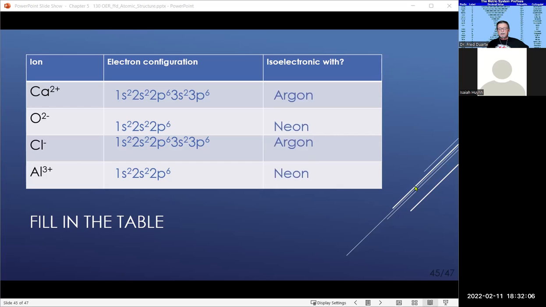So that means the calcium ion is isoelectronic with argon, oxide is with neon, chloride is with argon, and aluminum is with neon. The key takeaway here is this: the ions did not become argon. That's very important. The calcium ion became isoelectronic with argon, meaning they share the same number of electrons. But saying it became argon would be totally 100% incorrect.